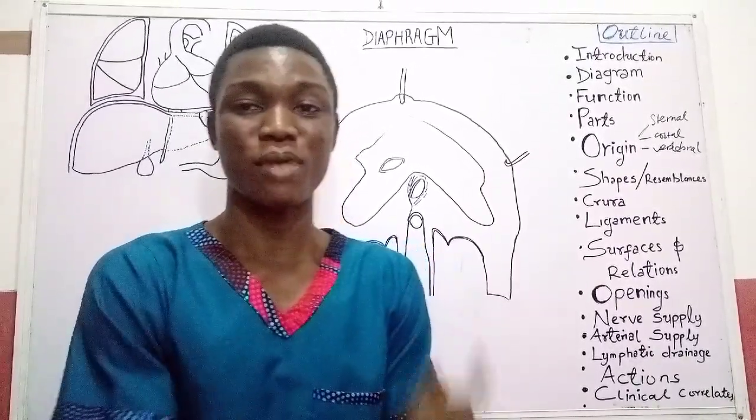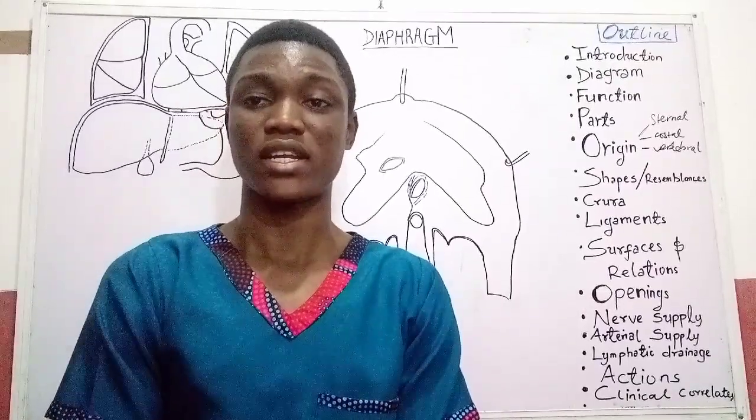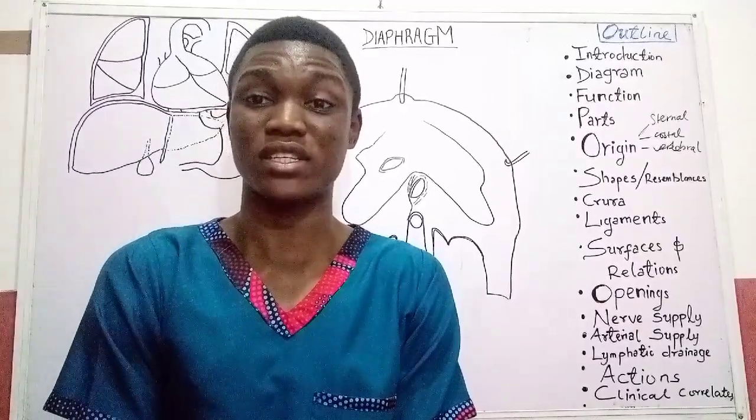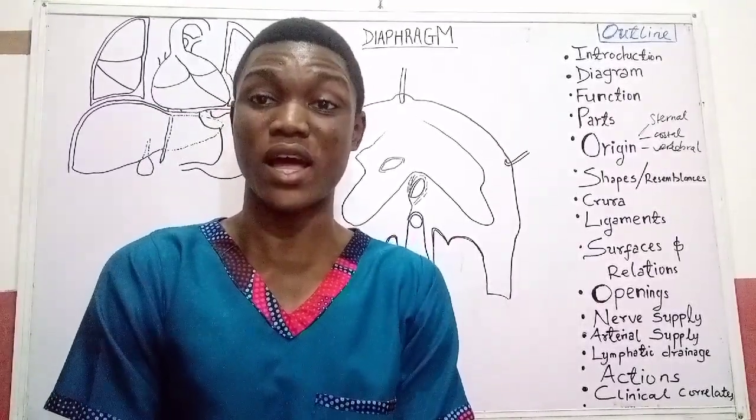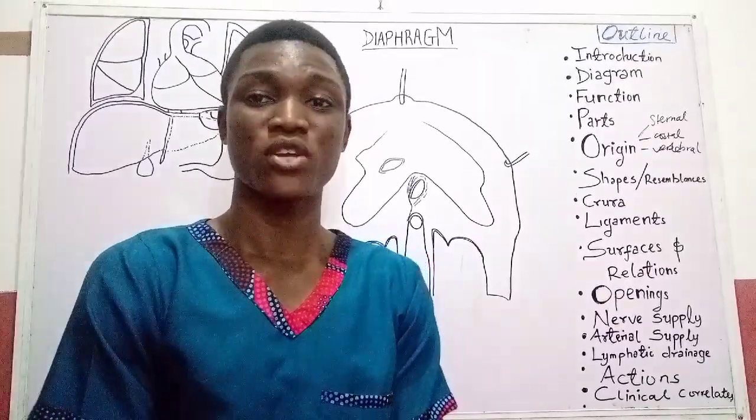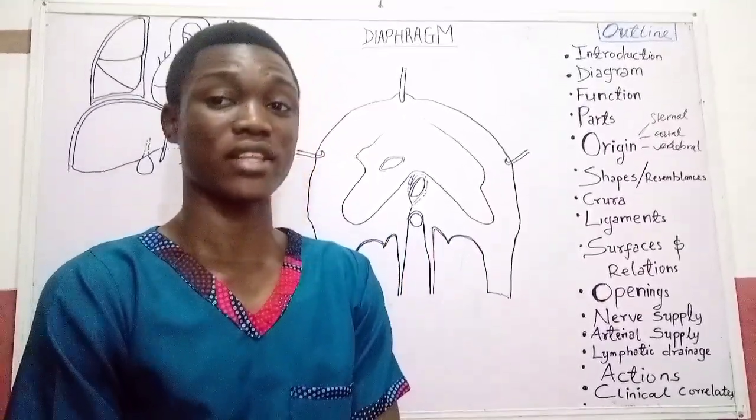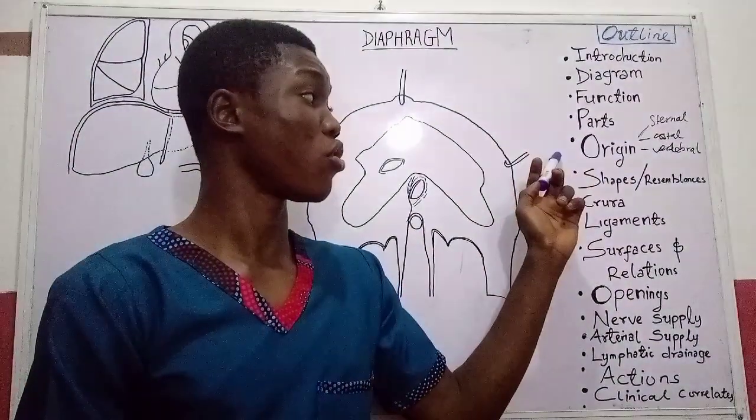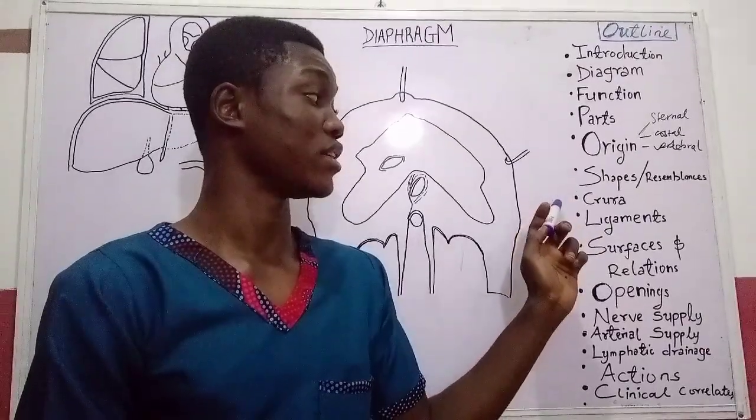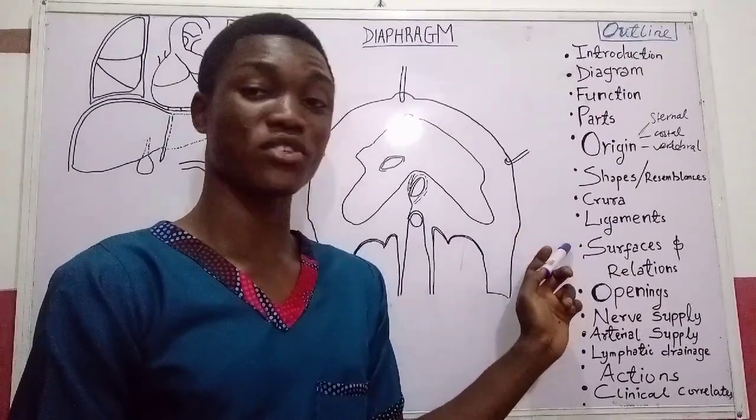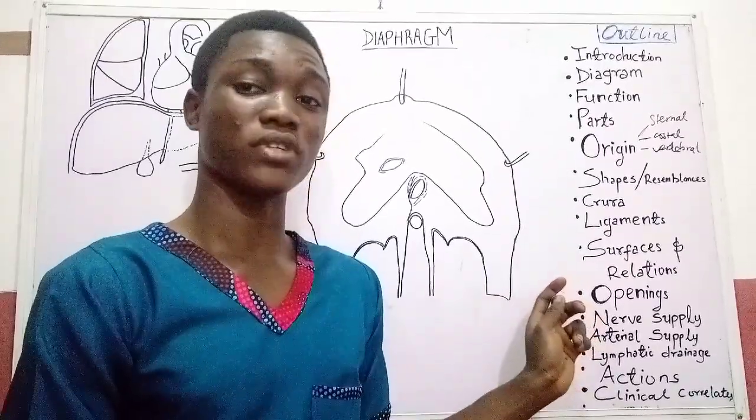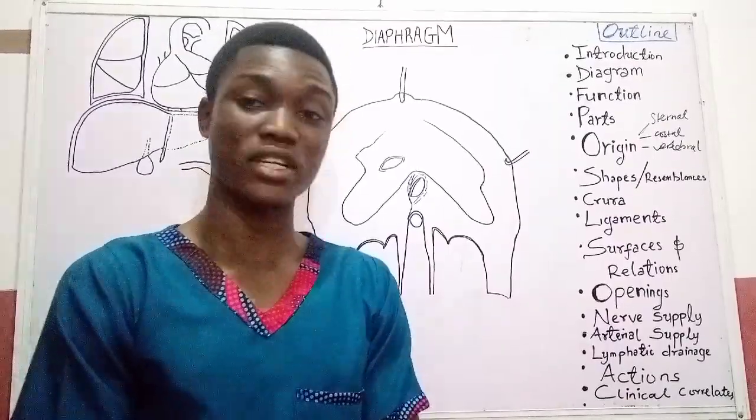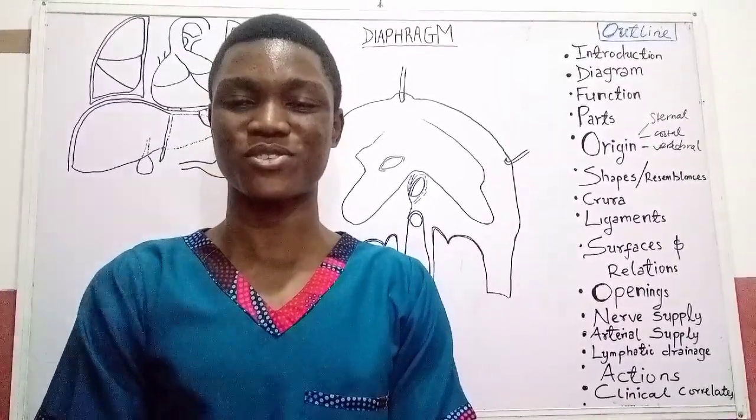Okay, so above here we have outlines that can help you to tackle this topic each time you see it, maybe in an exam or if you were asked to write an essay about it. So we have the outline: introduction, the diagram, the function, the parts, the origin, shapes and resemblances, the crura, the ligaments, surface and relations, openings, the nerve supply, arterial supply, lymphatic drainage, the actions and the clinical correlations.